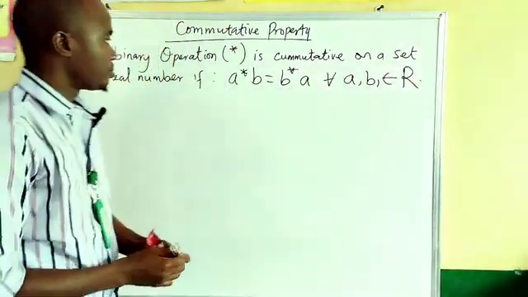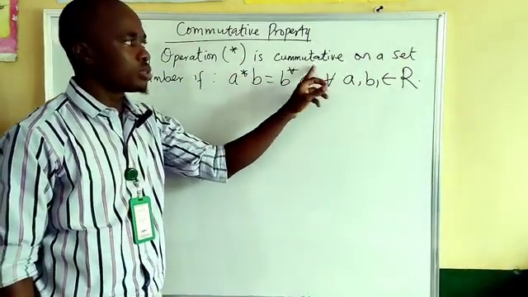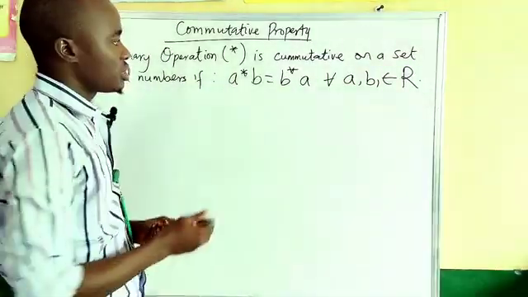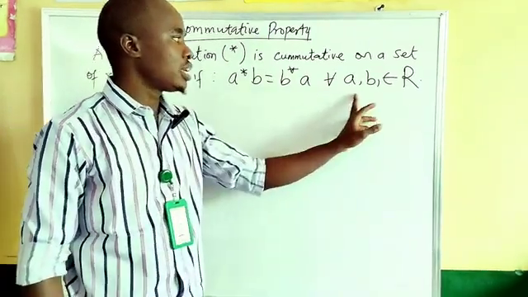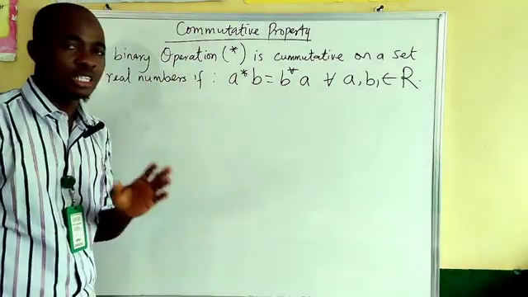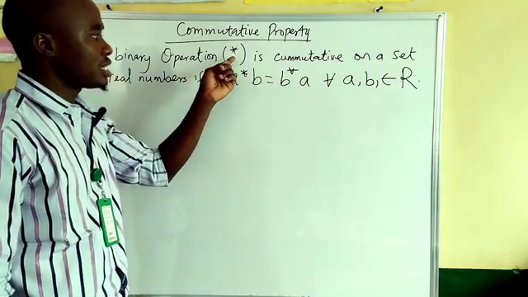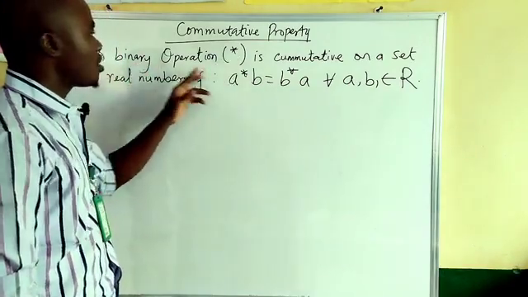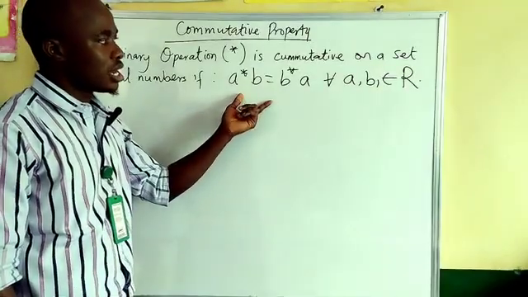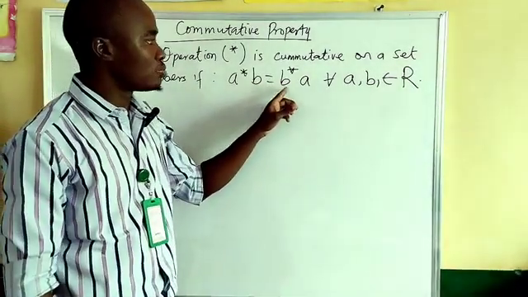Now let's look at this definition. A binary operation star is commutative on a set of real numbers if a asterisk b equals b asterisk a for all a, b belonging to the set of real numbers. What we are trying to say here is that before you can say a binary operation is commutative on a set of real numbers, this condition must be satisfied, that is, a asterisk b must be equal to b asterisk a.